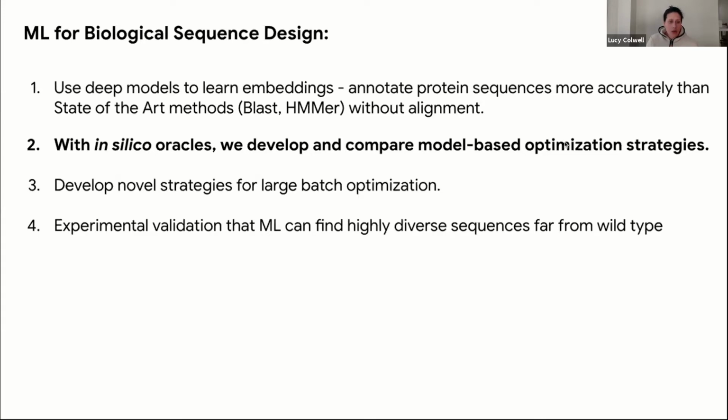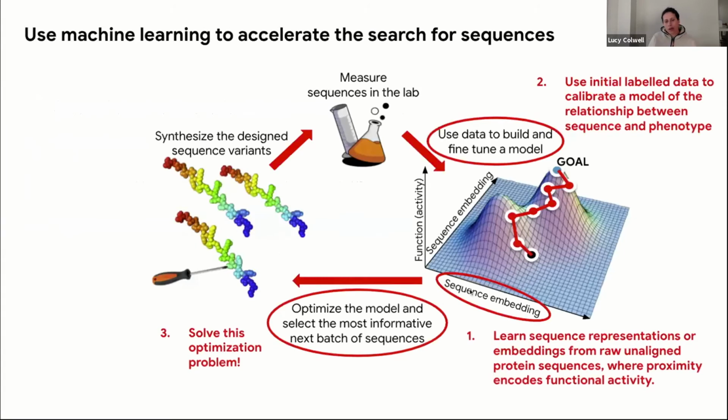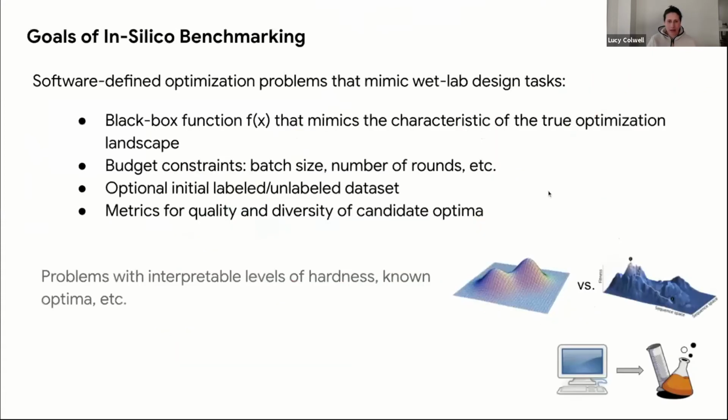And so I'll talk first a little bit about some work using in-silico oracles, by which I mean made up problems where we get to control the landscape. And so, we've gone through section 1 here, looking at how to learn embeddings, and we're now thinking about section 2, how can we really use initial label data to build these models and move forward.